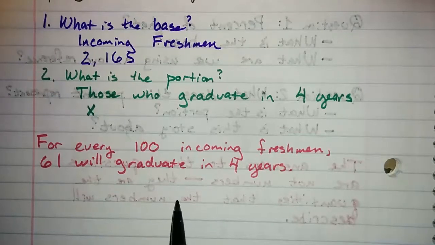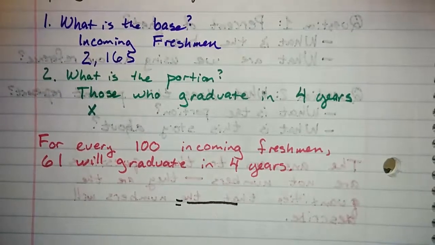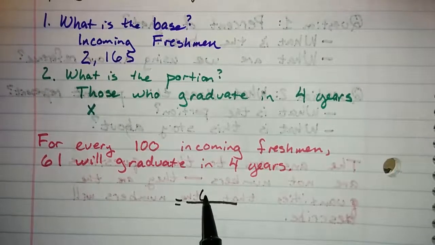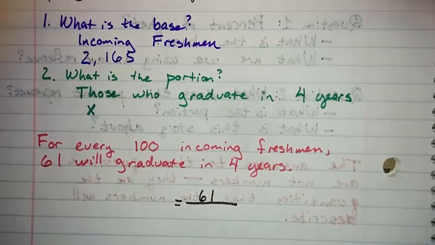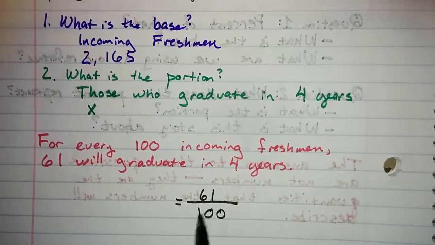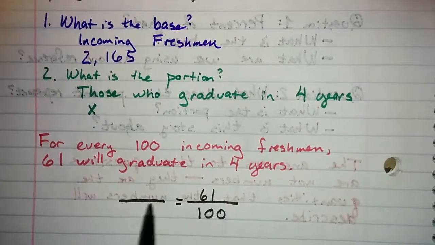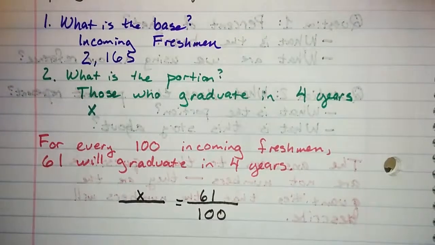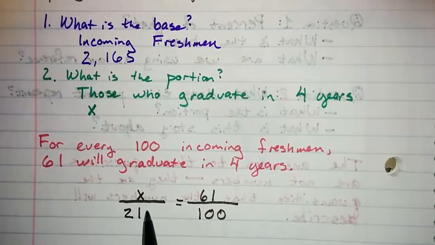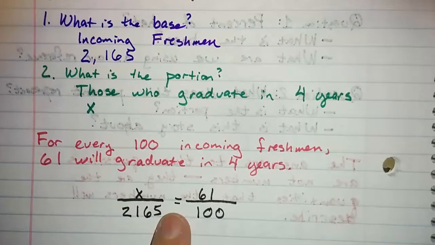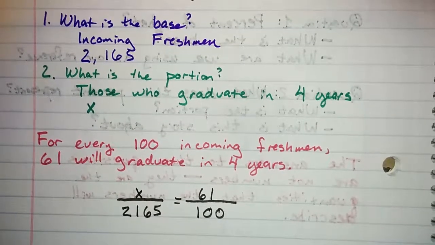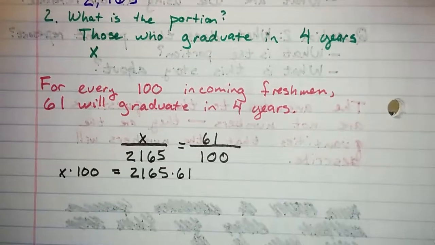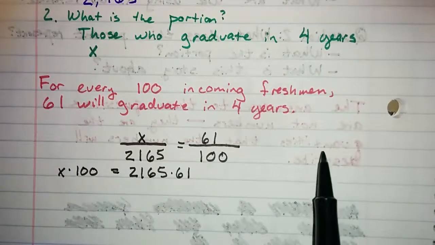So, our percent proportion, our percentage was 61. That was told to us in the problem. That's always going to be over 100. We decided we're looking for the portion, and the base is 2,165. This is a proportion. We can go ahead and cross multiply. So let's do this multiplication.